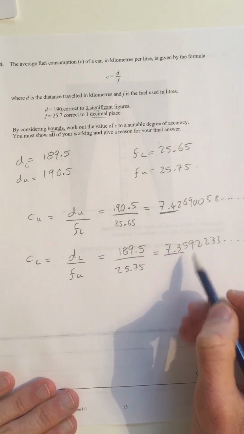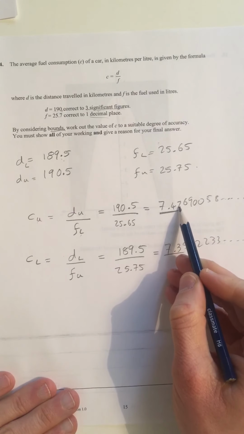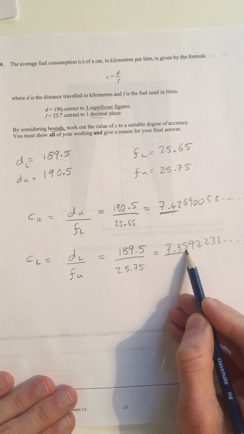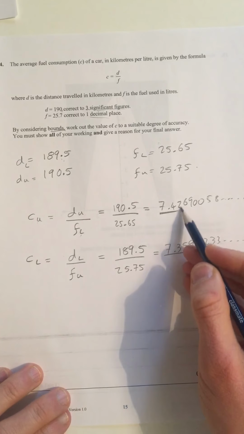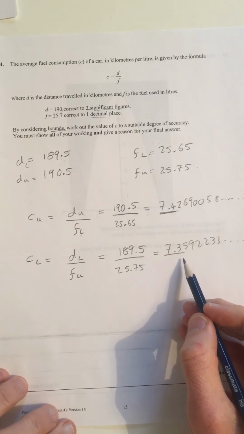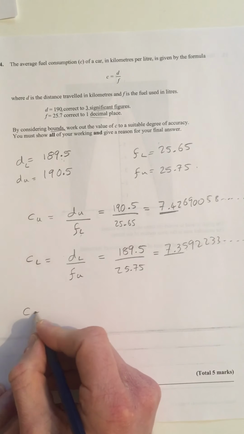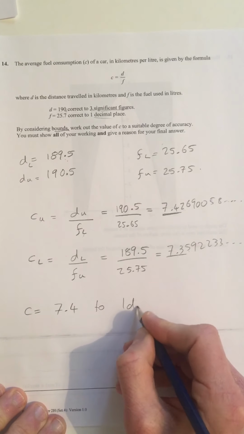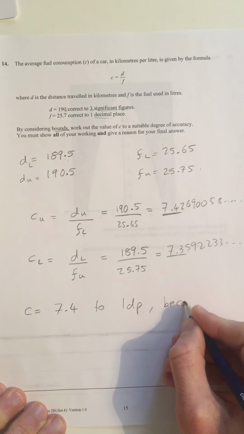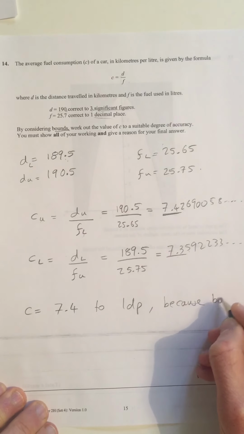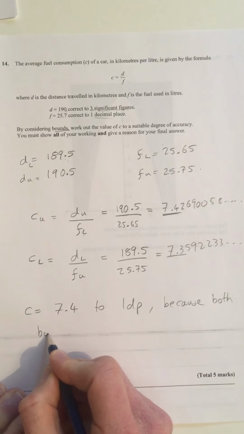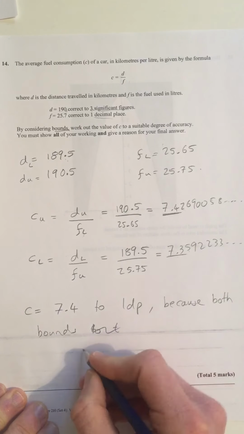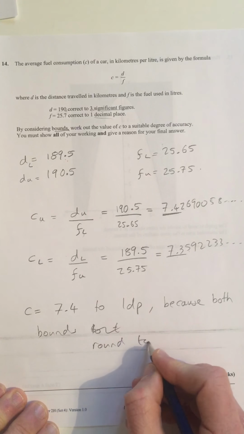I can't be any more accurate than that, because obviously this is 7.43 to 2 decimal places, this is 7.36 to 2 decimal places, so I can't be any more accurate than 1 decimal place. But I could say that C equals 7.4 to 1 decimal place, because both bounds round to 7.4.